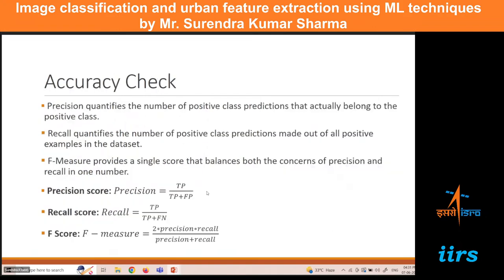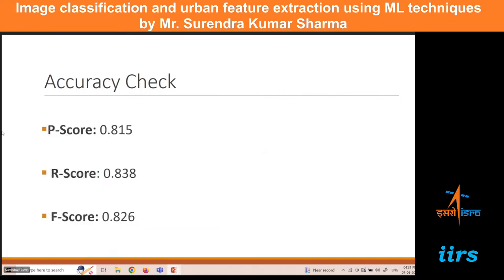Then for the accuracy check, we used precision, recall, and F score. Many of you must know these things: precision is true positive divided by true positive plus false positive. True positive, in this case, means built up was there and it was detected as built up, and false positive means built up was not there but it was detected as built up. The accuracy we achieved: for precision we got 0.815, recall we got 0.838, and F score was 0.826.